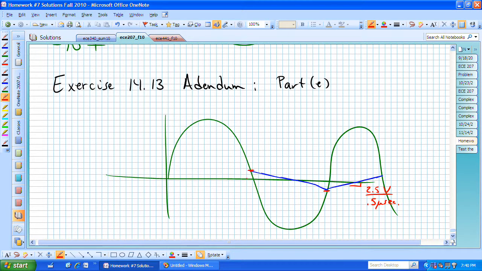So this peak is now going to be 1.25 volts. This is going to be minus 1.25 volts because we're now transitioning 2.5 volts every half of a microsecond, and we will now be oscillating at 1.25 to minus 1.25 in our triangular waveform in part E of exercise 14.13.